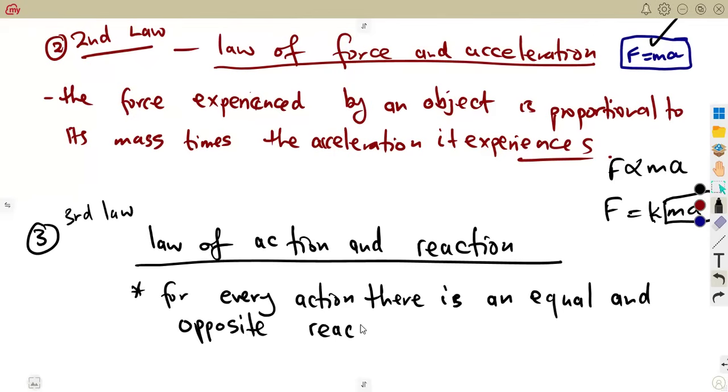Meaning to say, if two bodies exert a force on one another, the forces are equal in magnitude but opposite in direction. Okay? If two bodies exert a certain force on one another, the forces are equal in magnitude but opposite in direction. This is the law of action and reaction.